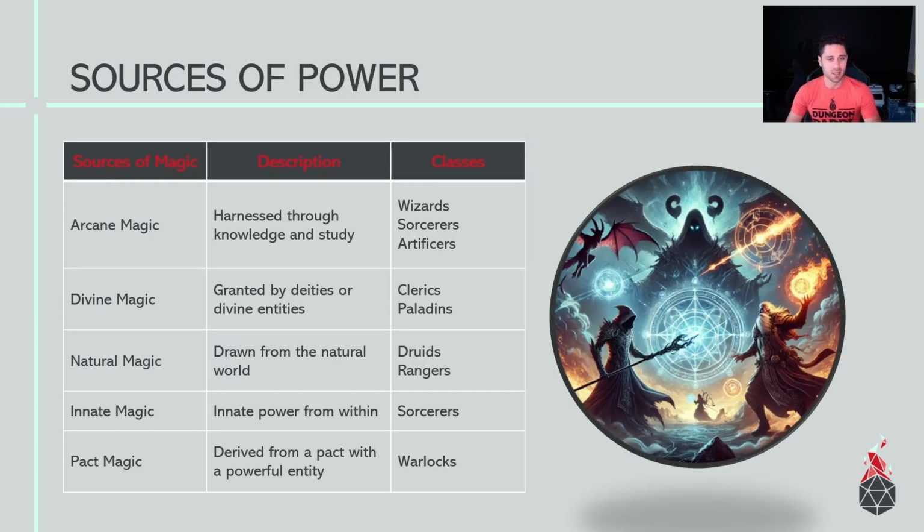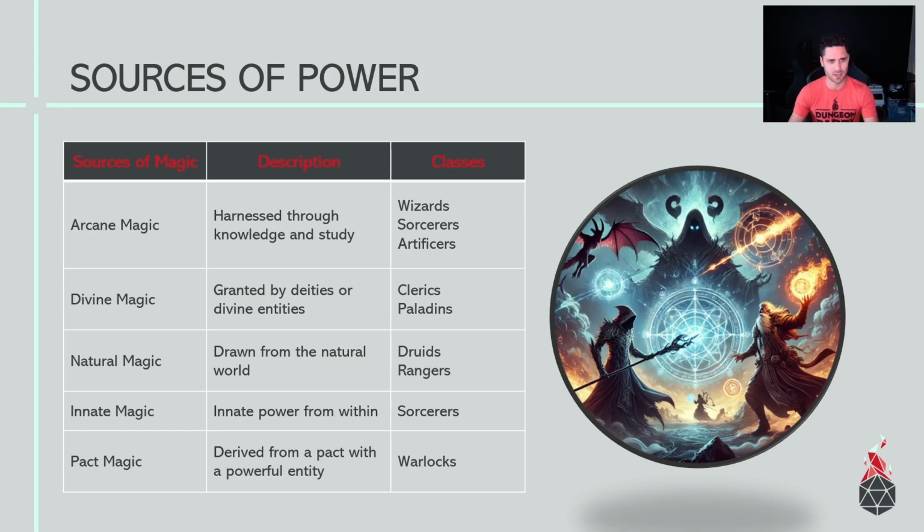Sources of power. This is something that you are going to want to work on with your Dungeon Master, or they might have something for you, but there's a couple different sources of power in Dungeons & Dragons. Namely, arcane magic, divine magic, natural magic, innate magic, and pact magic. And each of the classes kind of fall into some of these. However, there is room for overlap depending on your DM or the story you're playing in, or your subclass sometimes.